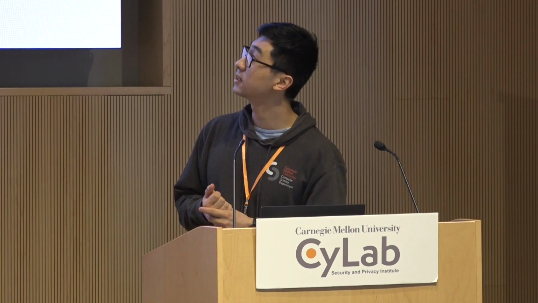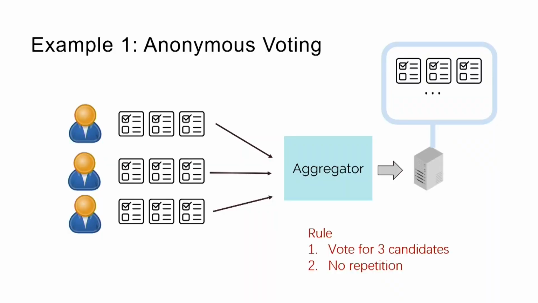To give you some more concrete ideas, here are some examples. Let's talk about anonymous voting. Imagine a voting setting where we have multiple candidates, and we want each client or user to vote for 3 candidates. But the rule here is that we don't want any client to vote for the same candidate multiple times. Notice that this rule cannot be enforced based on a single ballot, because it doesn't make sense to talk about repetitive ballots on a single ballot. It only makes sense when we talk about all the ballots from a single client, okay?